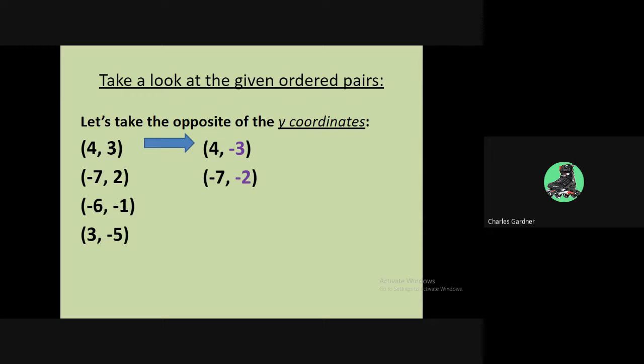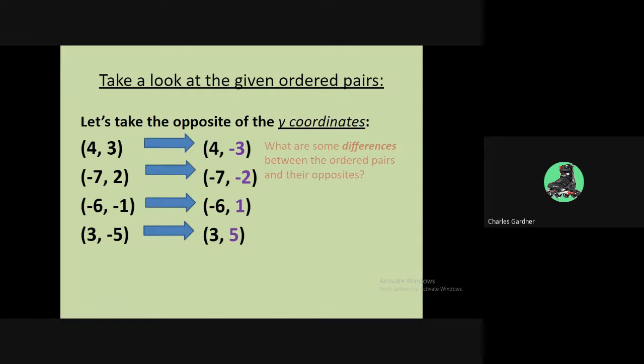What about negative 6, negative 1? Good. Our negative 6 stays the same, and then our negative 1 changes to positive 1. And then finally, 3, negative 5. Good. The 3 stays the same. The negative 5 becomes positive.